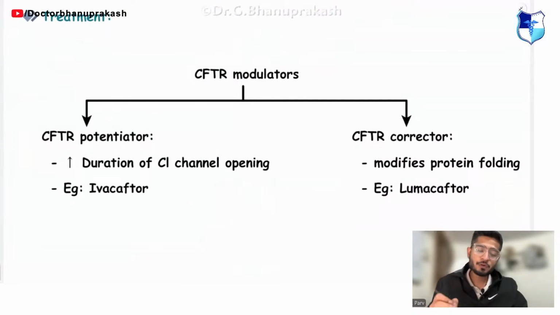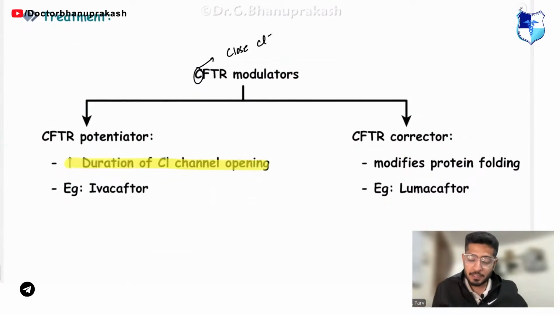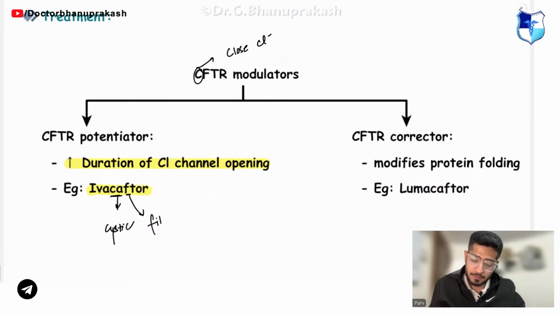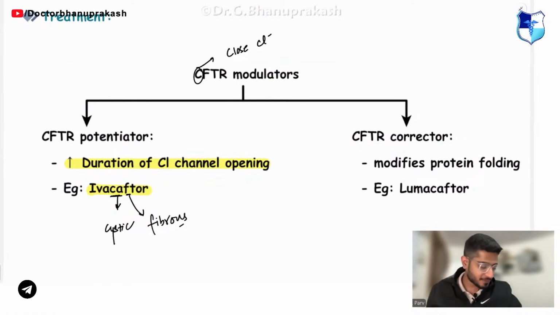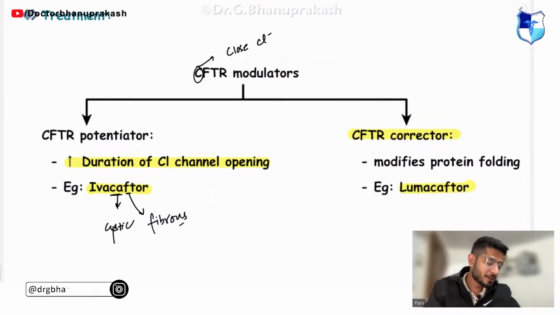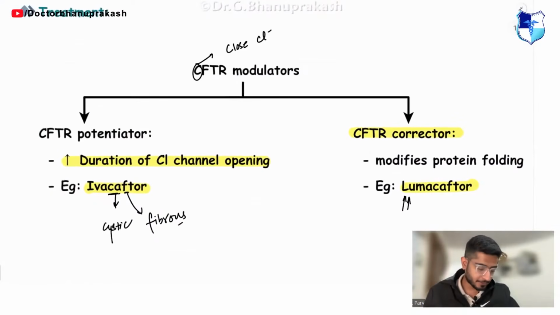Now how to treat them? Remember the chloride channel was actually closed. What is CFTR? C is chloride channel. So in order to increase the duration of chloride channel opening, we give Ivacaftor. CA is actually cystic, and F for fibrosis. I call it Ivacaftor to make it simple, so C and F coming together. Just remember this. And then CFTR correctors also, that is Lumacaftor. This is important, CFTR corrector, Lumacaftor. Okay, good.